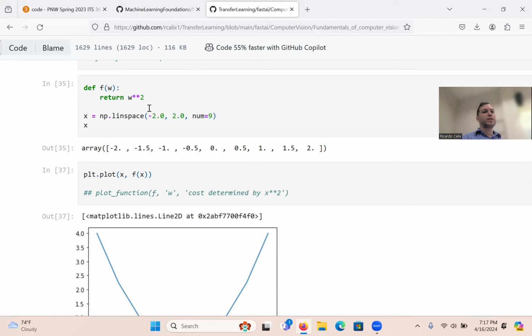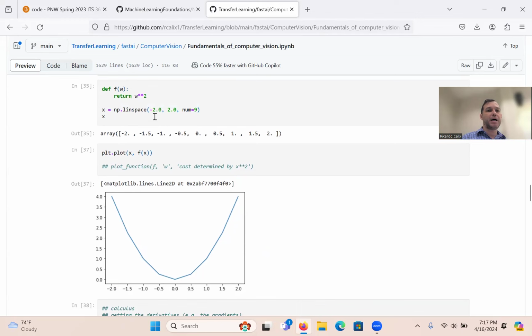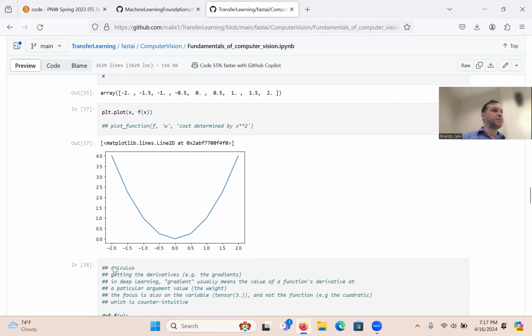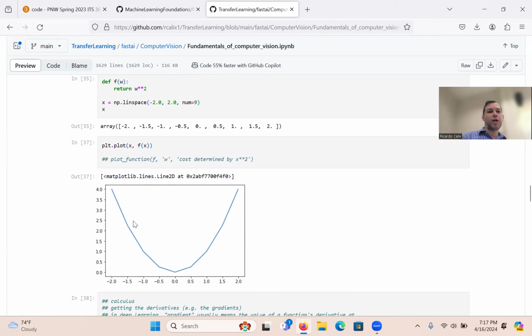You should convince yourself that that w is what? y real minus y prime gives you that w. And then I created values in the x-axis, from -2 to 2, and I wanted 9 of them. Now that I have these values, this gives me a list. I print that x, and it gives me -2, -1.5, all the way to 2, right? So what do I do now? All I need to do is plot the x vector against the f function, so that whenever I give it one of the values from x, it gives me the result after it runs through the function, the y.